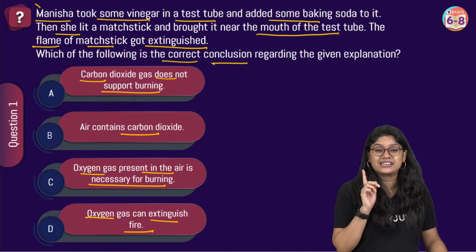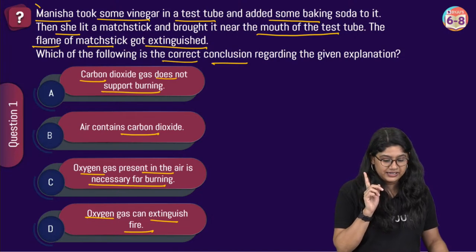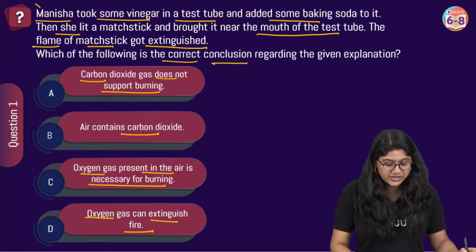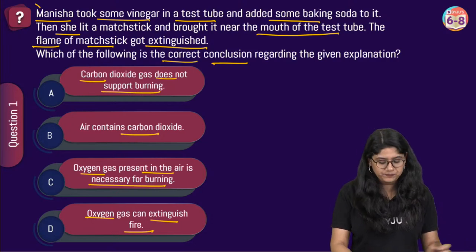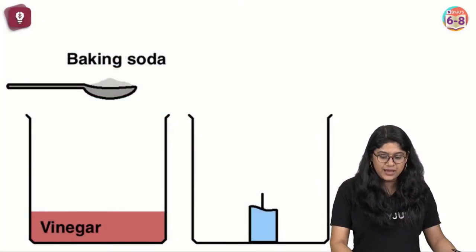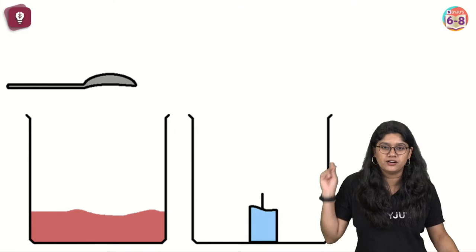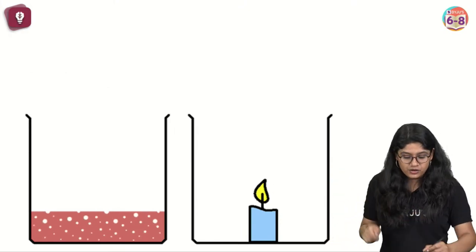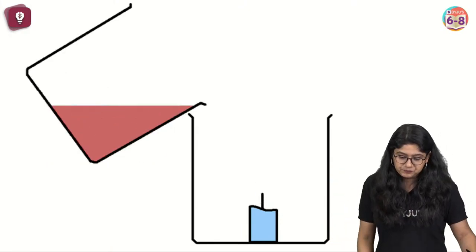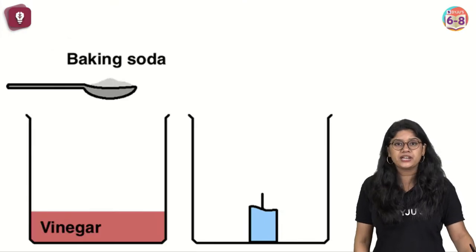Which of the following is a correct conclusion? Does carbon dioxide support burning or not? Let's see, I'm sure there's some confusion. See over here, the experiment. We have added the baking soda into the vinegar.